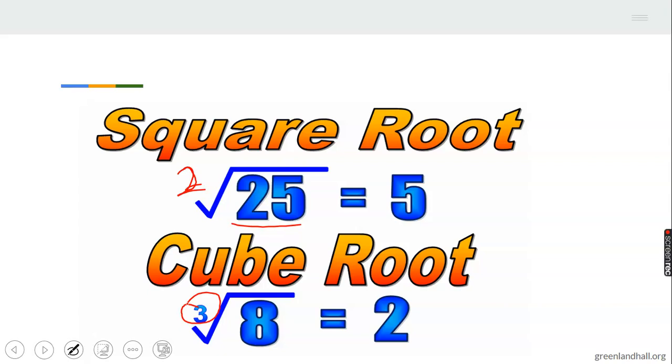Cube root means which number am I going to multiply thrice that will give me the number in the shape. Look at what we have here, 8. Which number will be multiplied 3 times to give us 8? You know that 2 times 4 is 8, but you cannot use different numbers. 2 and 4 are not the same. 2 times 2 is 4, 3 times 3 is 9, 4 times 4 is 16. So we must get a number that when multiplied 3 times will give us 8, and the answer is 2. That's 2 times 2 times 2.